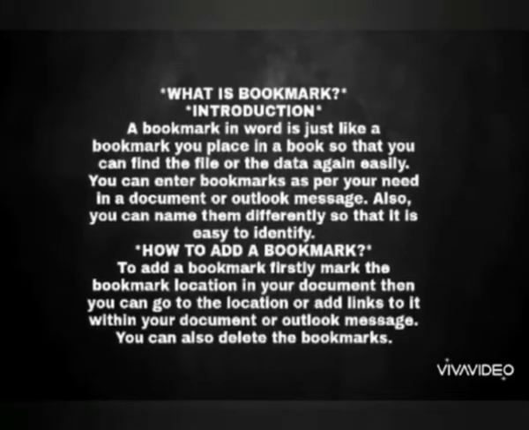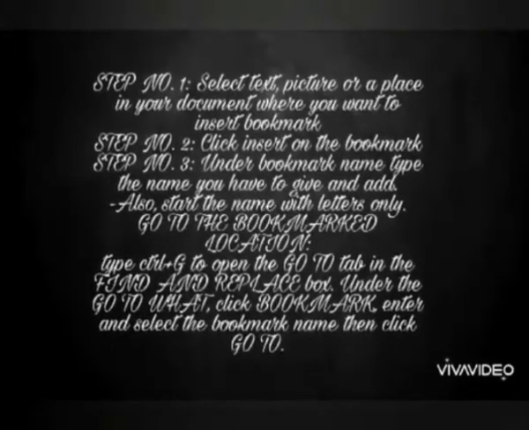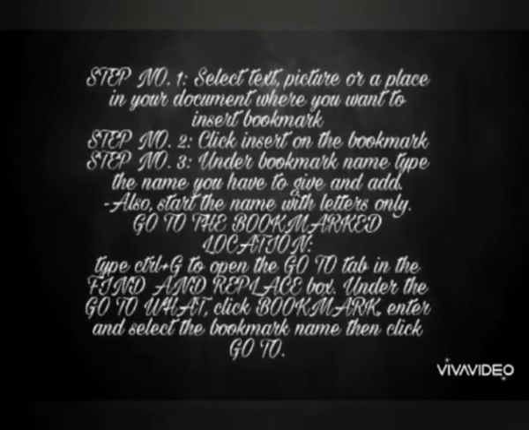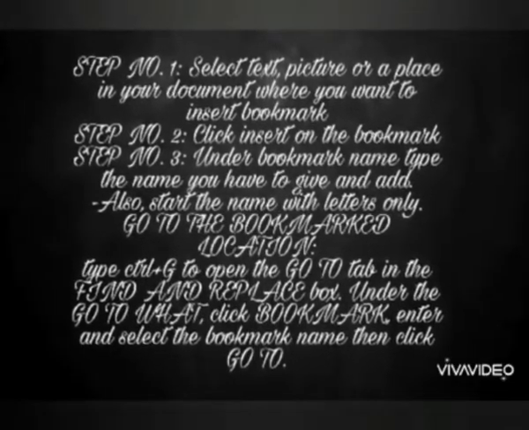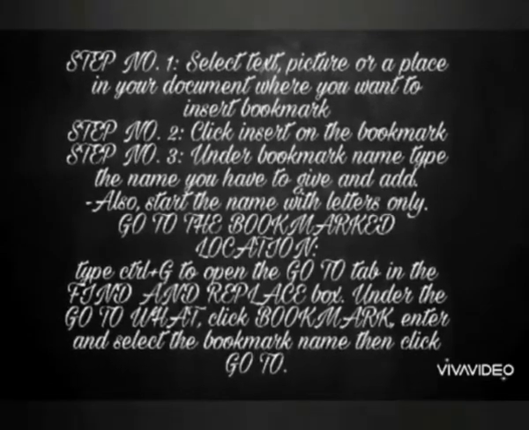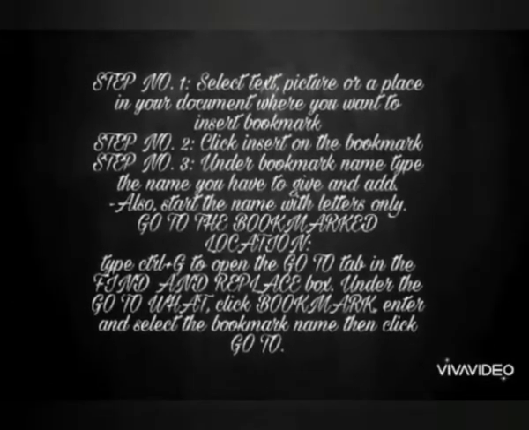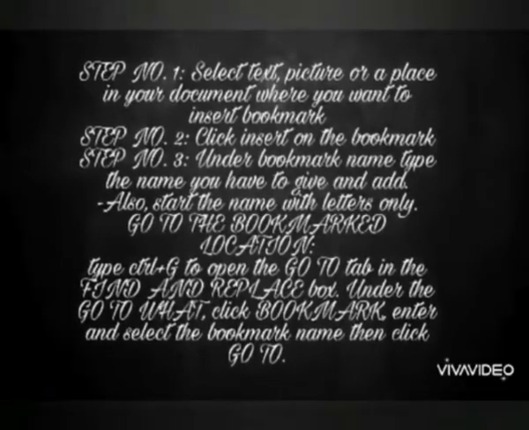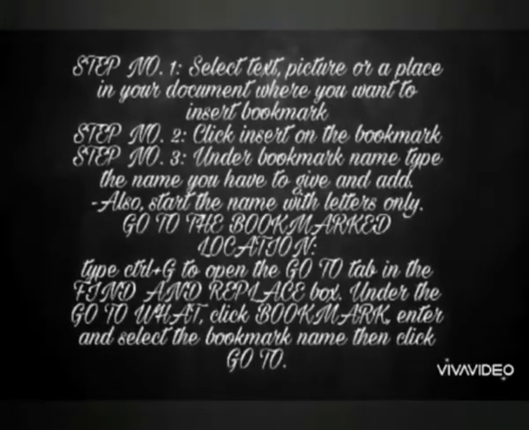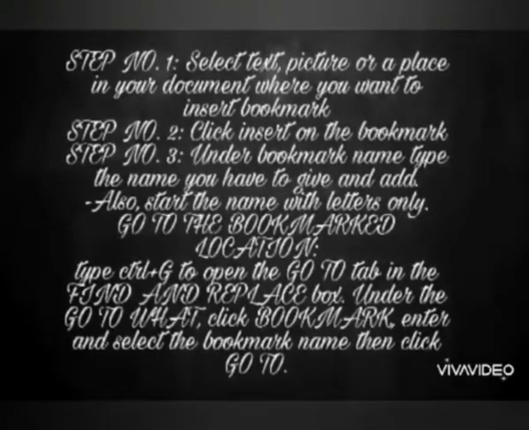Step number 1, select text, picture or a place in your document where you want to insert a bookmark. Step number 2, click Insert, then Bookmark. Step number 3, under Bookmark name, type the name you want to give and click Add. Also, start the name with letters only.